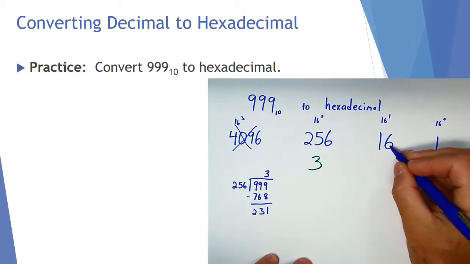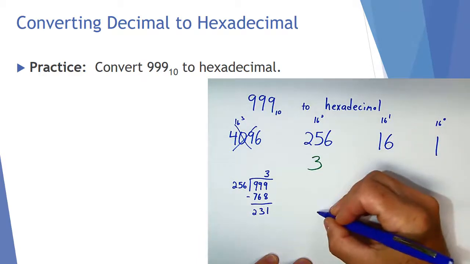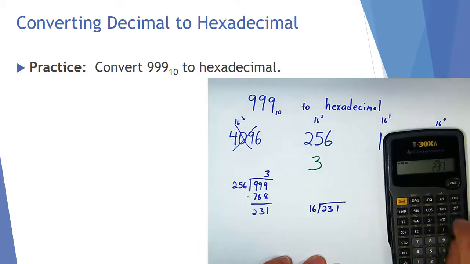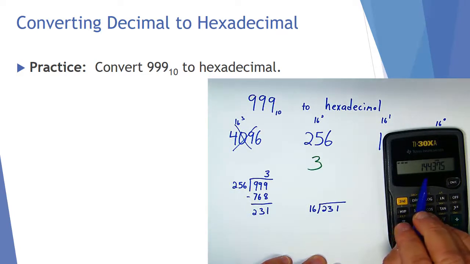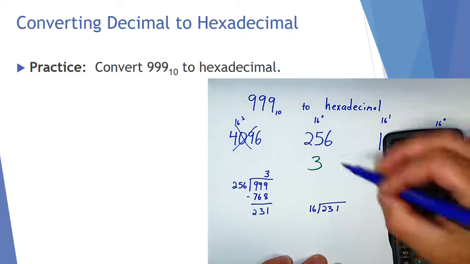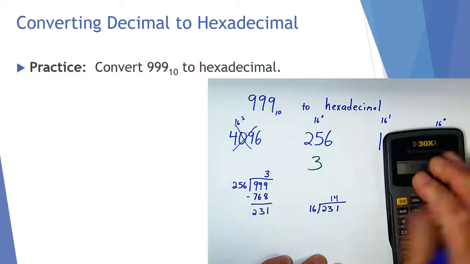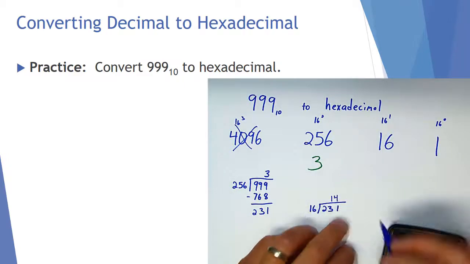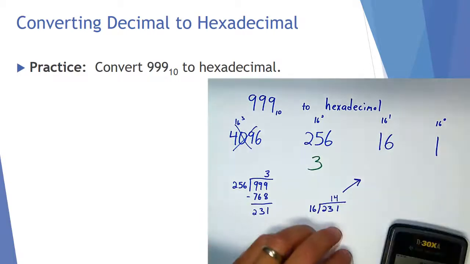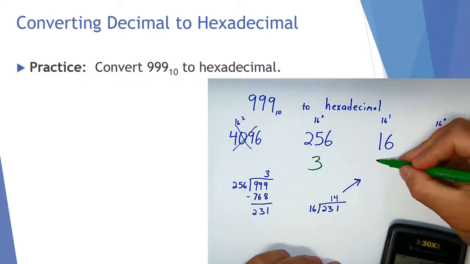Now we're going to see how many times 16 fits into 231. So 231 divided by 16, 14 times. Now remember, we're in hexadecimal, so this is important. We don't want to call that 14 a 14. There's a name for the number 14 in hexadecimal. Do you remember what it is? Yeah, it's E. And so we're going to call that 14, not a 14, but an E when we write that in hex.